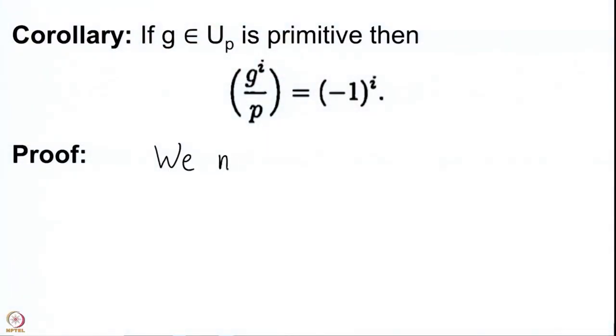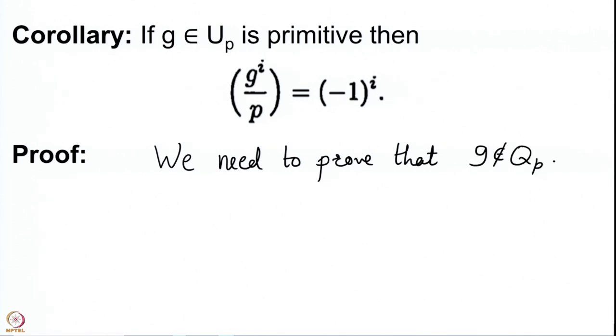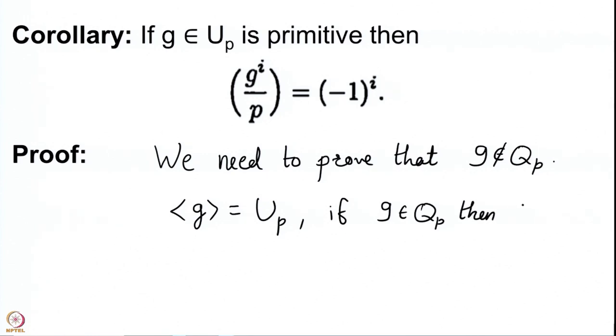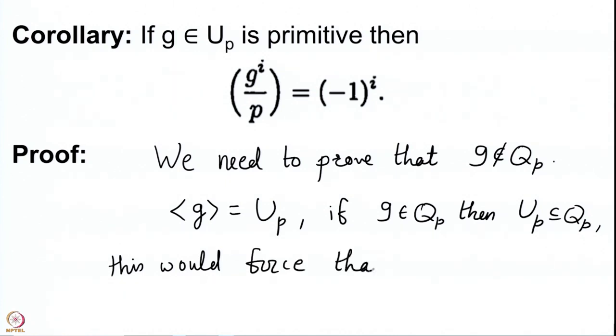So, we need to prove that G is not in QP. But this is quite clear, because the group generated by G is the group UP. If your G was sitting in QP, then the whole UP will be sitting in QP. But QP is also a subset of UP. So, this would force UP to equal QP. But this is a contradiction by the computation of the order of QP that we have seen earlier.